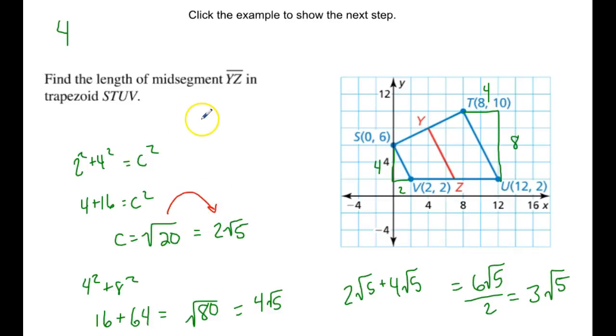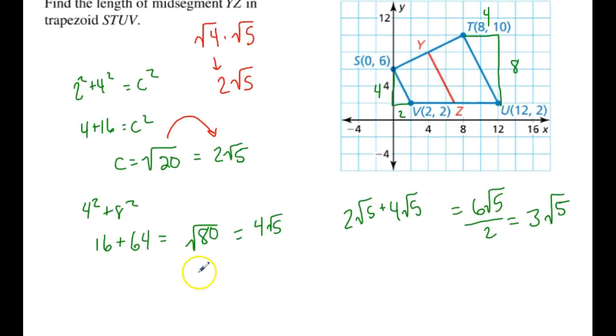So I look at 20 and I want to ask myself, is 20 divisible by 4? Which it is. So now I know I have the square root of 4 times the square root of 5, because 4 times 5 is 20. And I know what the square root of 4 is. The square root of 4 is 2. So I end up with 2 times the square root of 5.